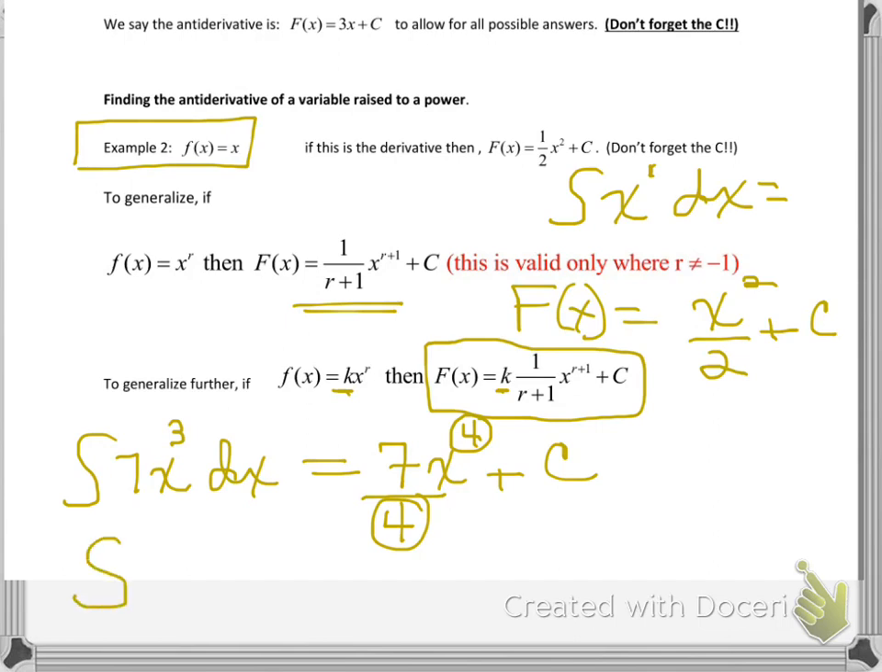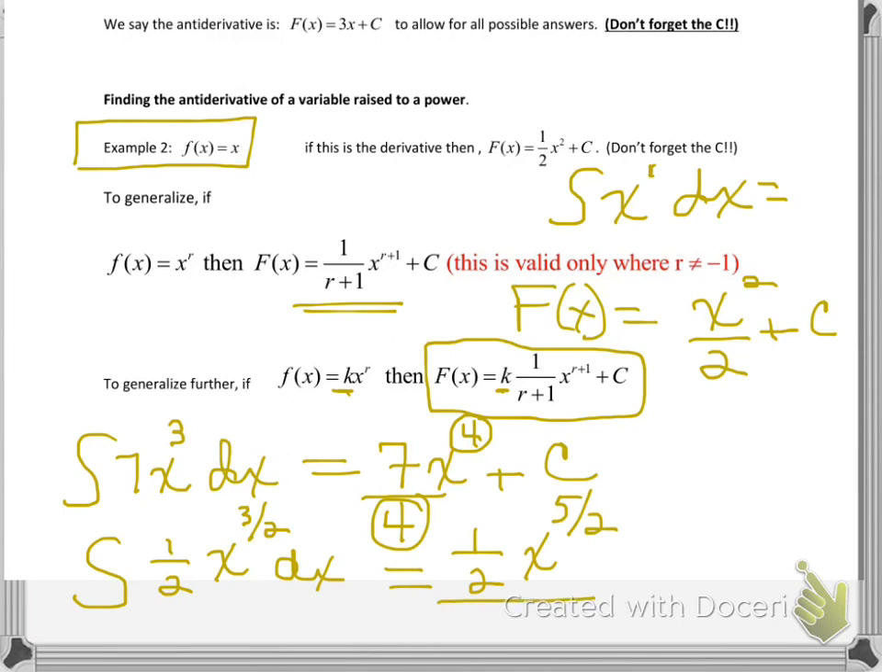What if you had, we'll do a fraction. What if I had 1/2 times x to the 3/2, and then dx to indicate that x is the variable. So I'm going to write down the constant 1/2. I'm going to write down the x. Now I'm going to add 1 to 3/2. If you add 1 to 3/2, you want to add it as 2 over 2. That's going to give me 5 over 2 here.